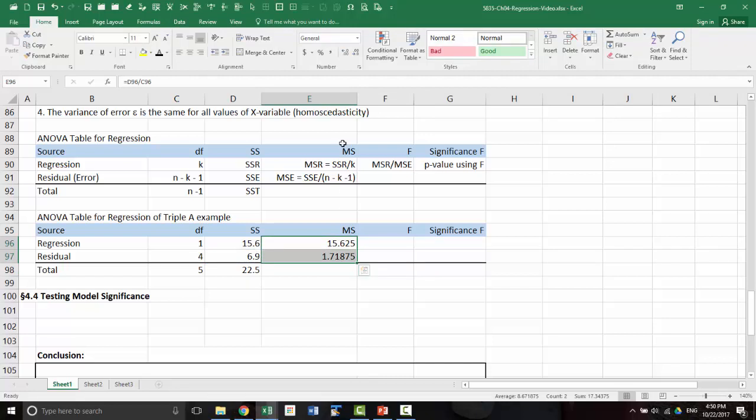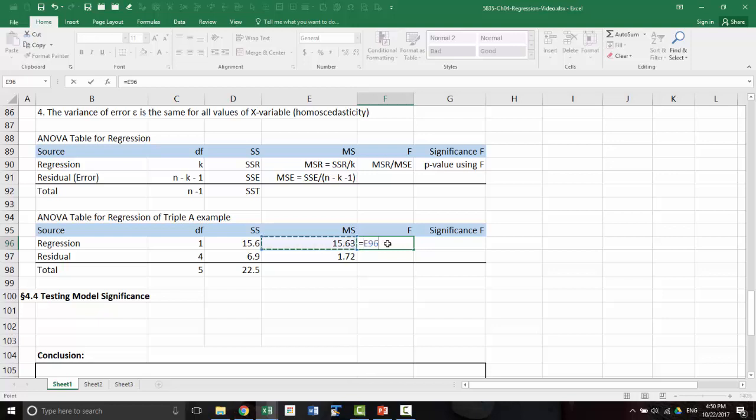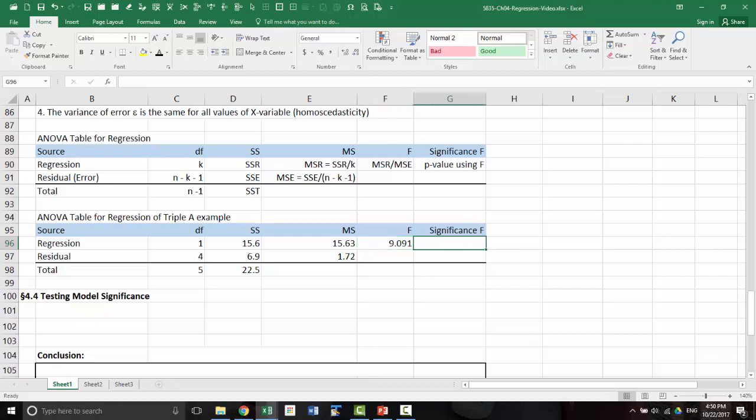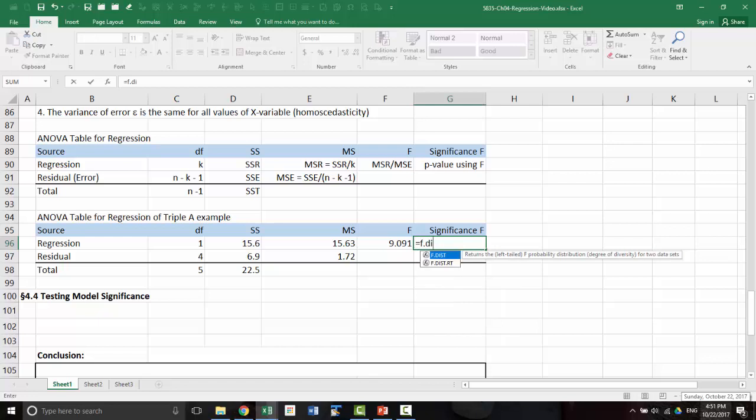Let's have the same number of decimal places. Then mean square regression divided by mean square error. So that's our F. And the p-value is F.DIST.RT.